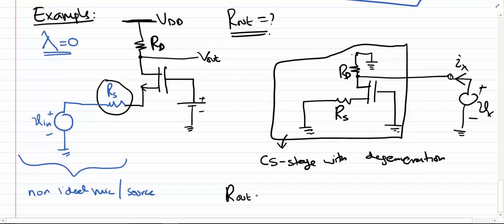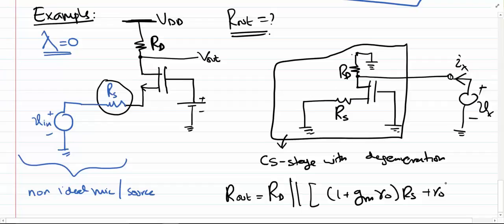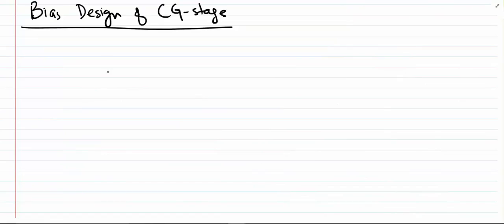Therefore, the output impedance of this circuit is going to be equal to Rd in parallel with (1 + gm r0) RS + r0. Well, I guess now we have put an r0 over here, so we can say that lambda is non-zero. That is, the channel length modulation has been assumed in the circuit.